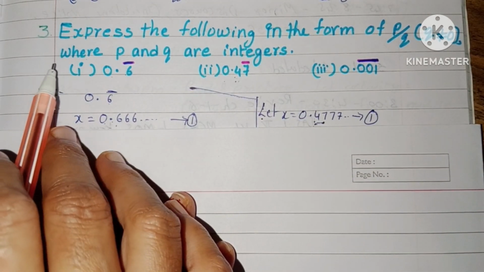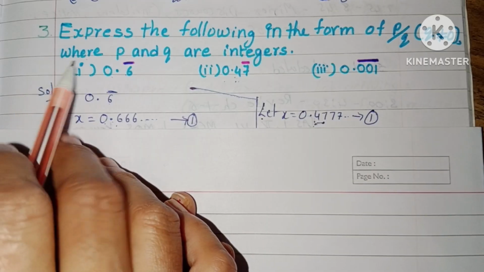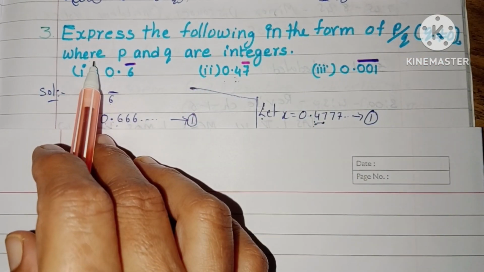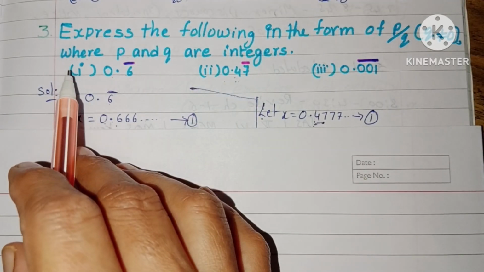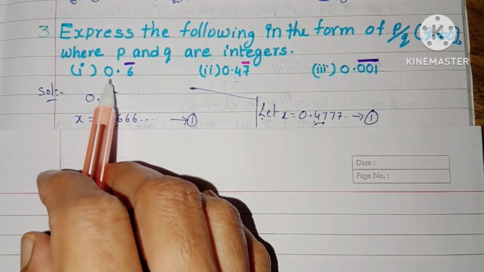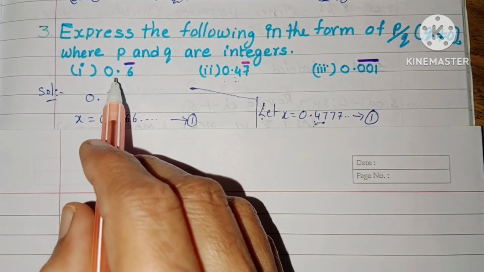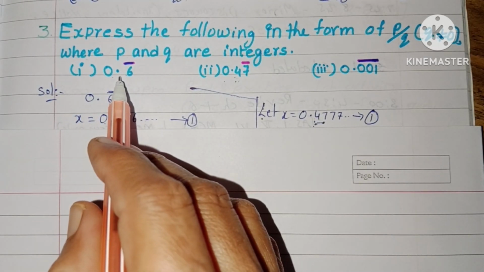This is question number 3, exercise 1.3, grade 9. Express the following in the form of P by Q, Q not equal to 0, where P and Q are integers. The first question is 0.6 bar. 0.6 bar ni manam P by Q formula express cheyali.